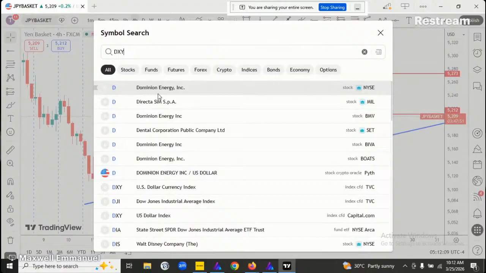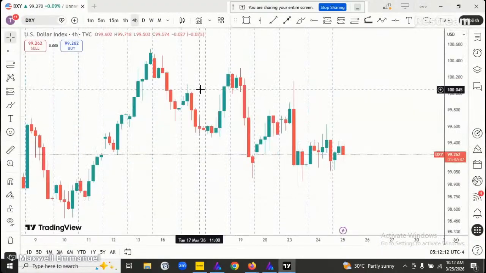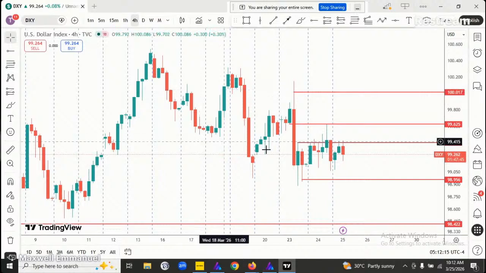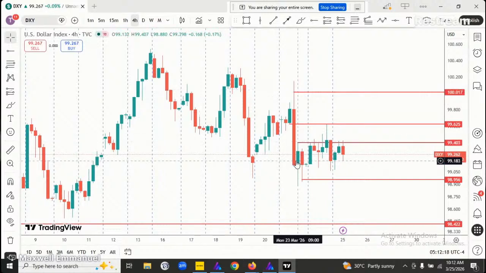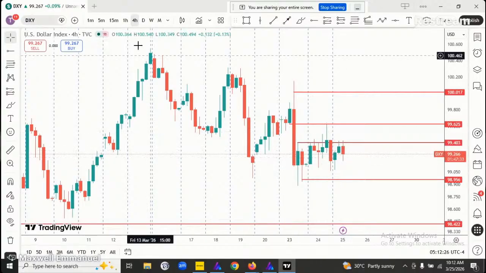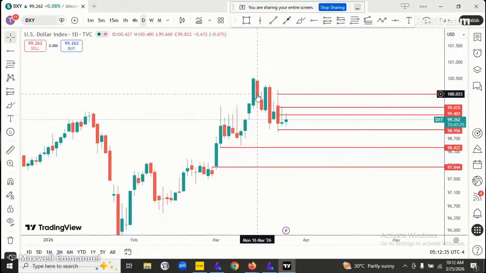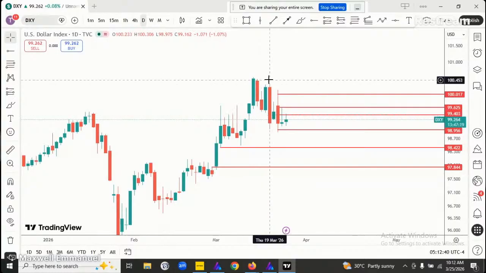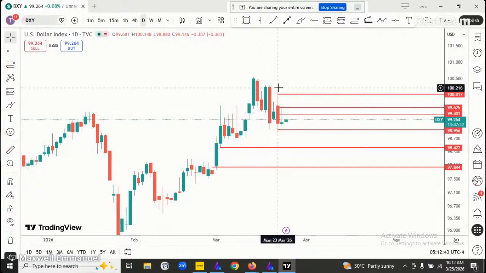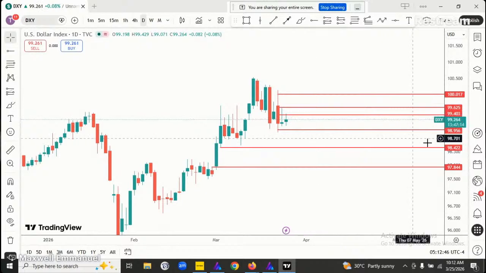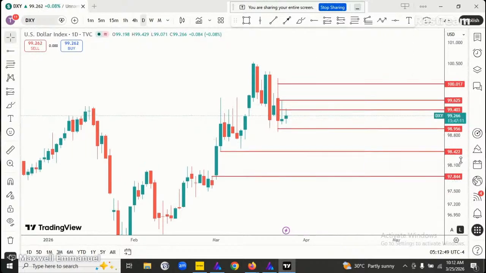Dollar index. Dollar index has been in a range for some days now, as you can see, from the 23rd of March. But if you look at the structure, the bigger picture, you see that it is bearish. We had a low, lower high, lower low, lower high. So there's a high probability the dollar will create a new low.